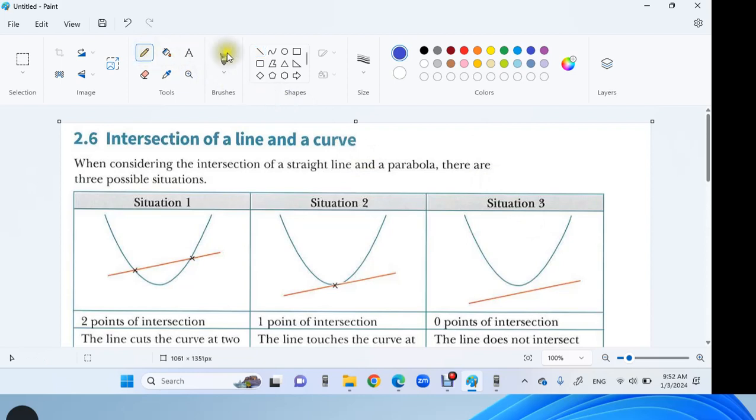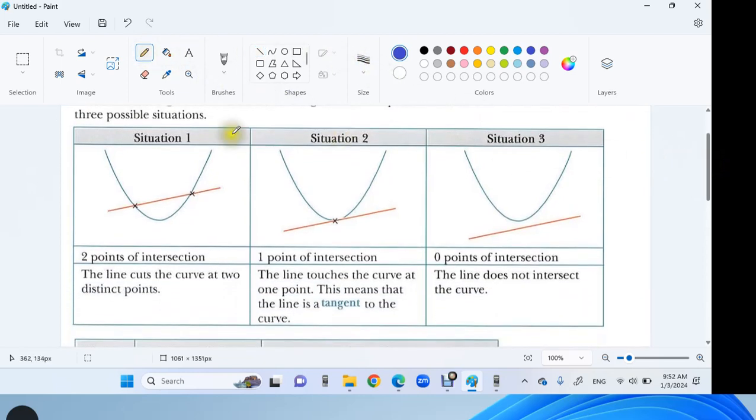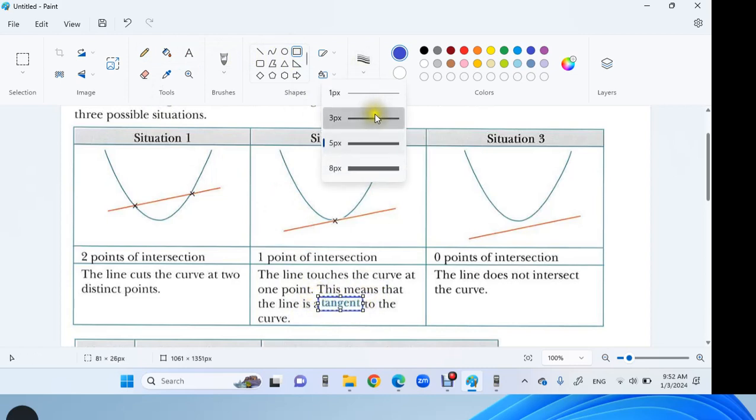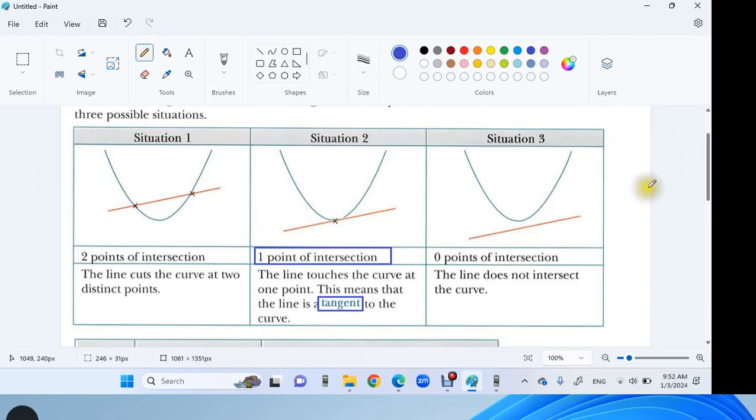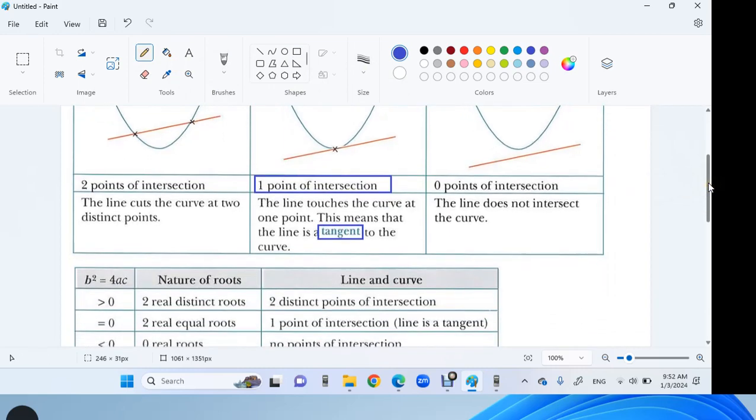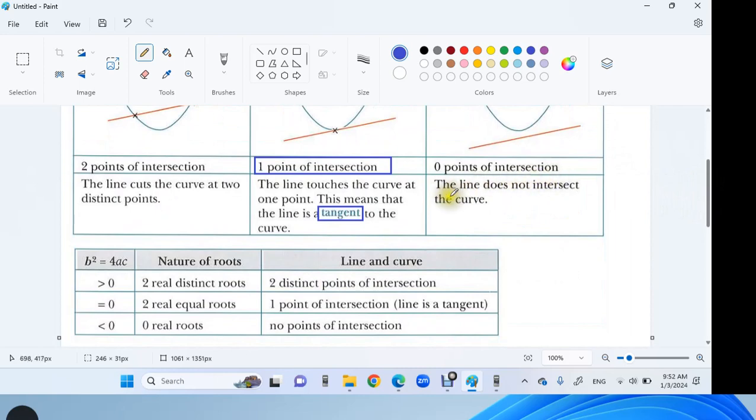So for the notes here, we have situation 1, two points of intersection; situation 2, one point of intersection; and situation 3, no intersection. In the first, the line cuts the curve at two distinct points. In the second, the line touches the curve at one point, which means the line is a tangent to the curve. So when you look at the question and it says tangent, that means they have one point of intersection. It has a special name, tangent. So one point of intersection is tangent. In the third, the line does not have an intersection.